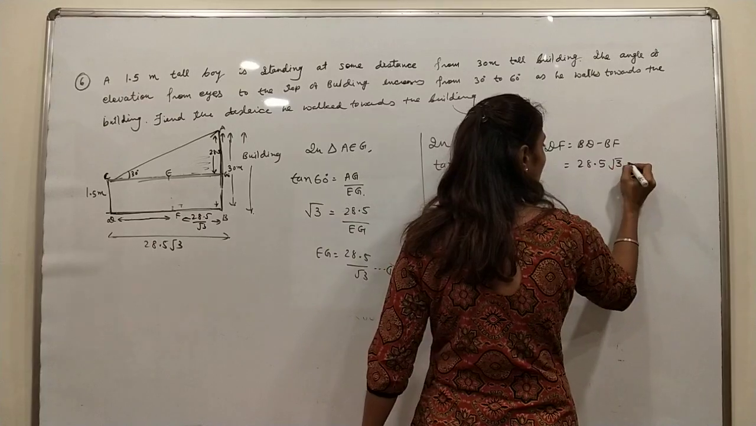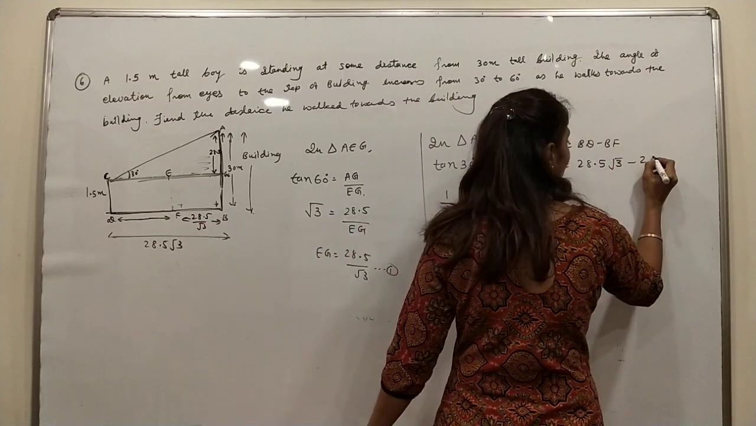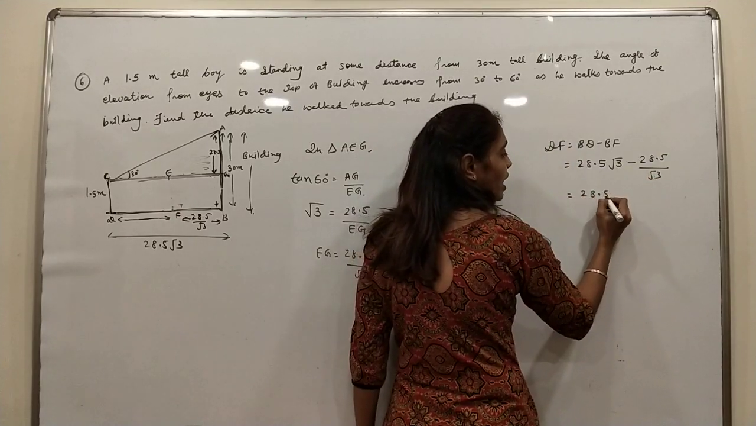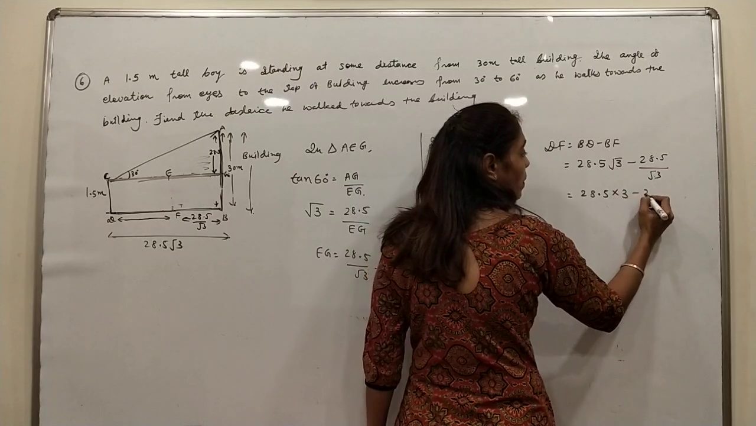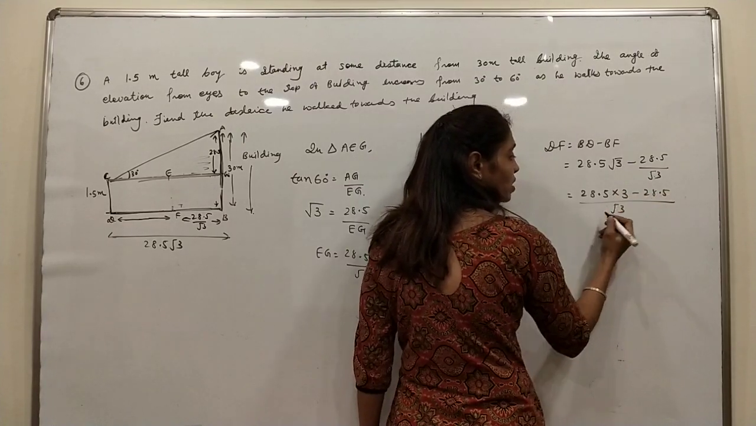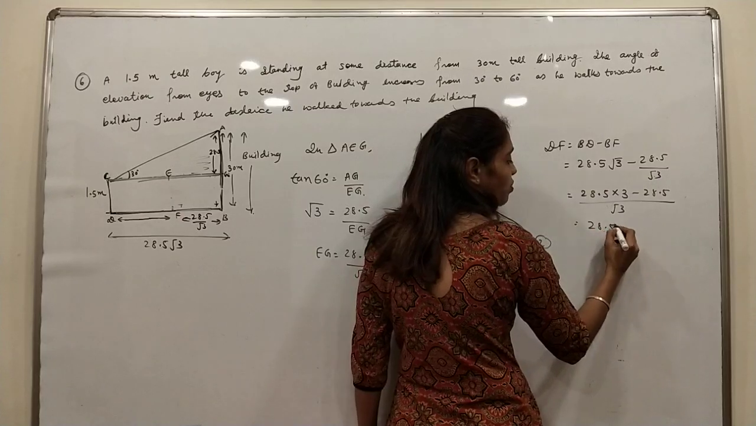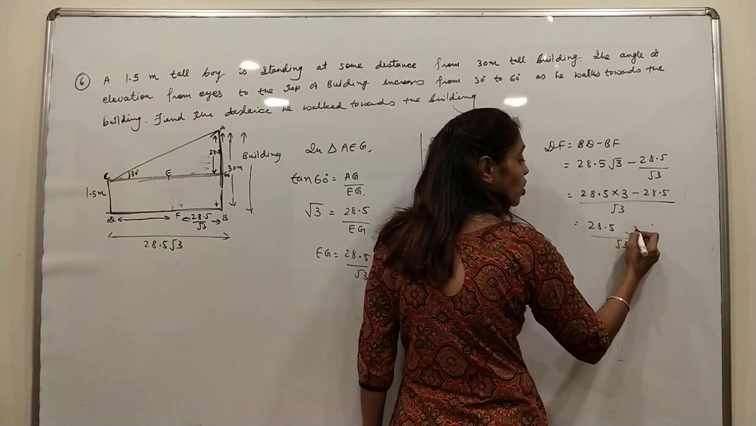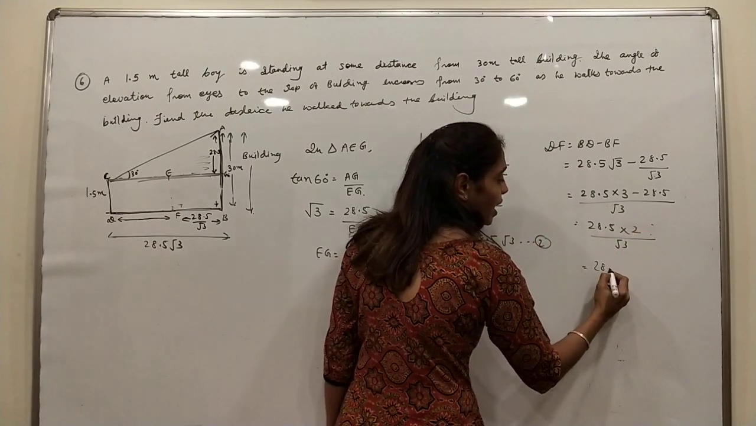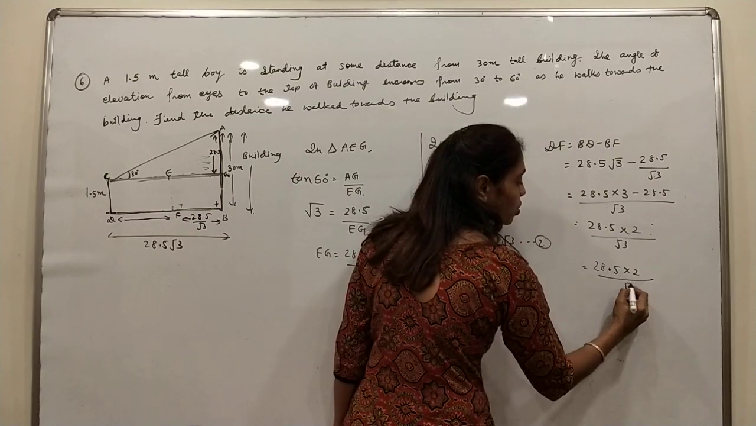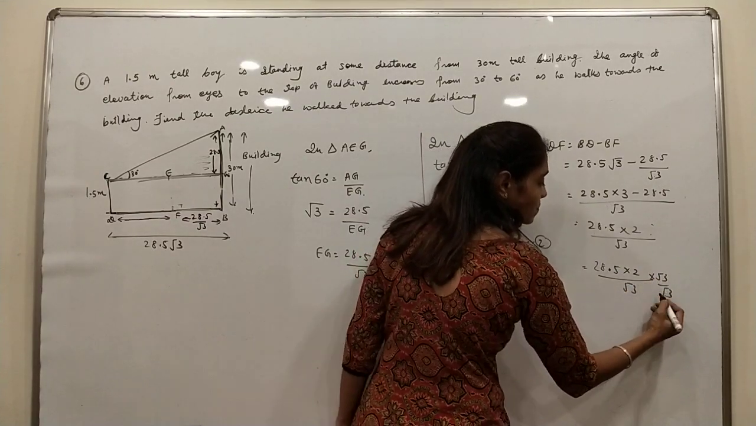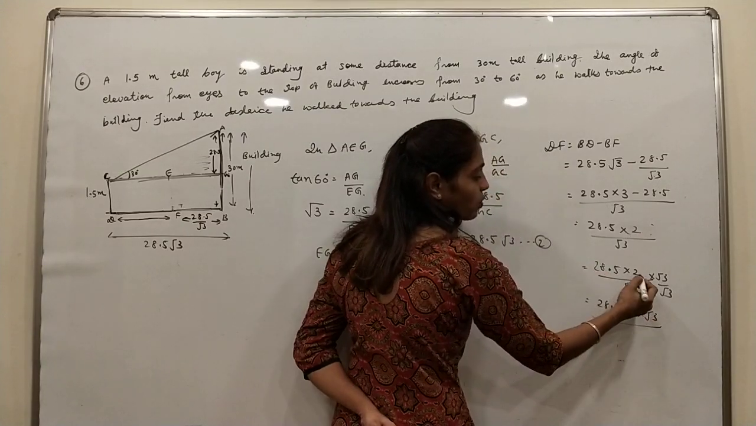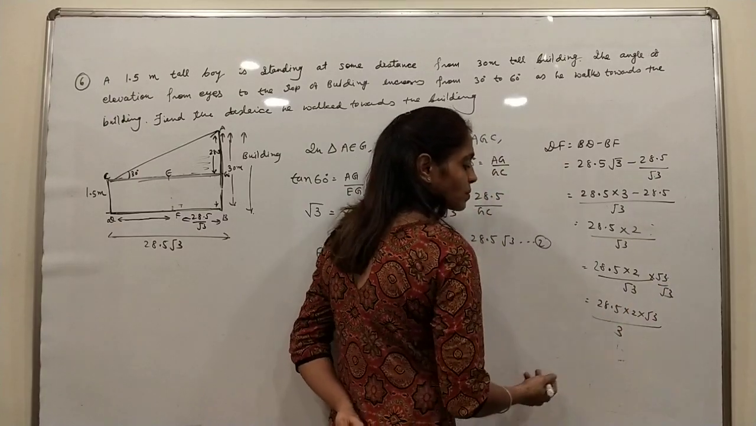So DF is BD minus BF, where BD is 28.5 root 3 minus BF is 28.5 upon root 3. Take LCM root 3: 28.5 root 3 times 3 minus 28.5 upon root 3. Now in the numerator 28.5 is common, 3 minus 1 upon root 3. Now 3 minus 1 is 2. Still 28.5 into 2 root 3, then rationalize with root 3. So 28.5 into 2 into root 3.